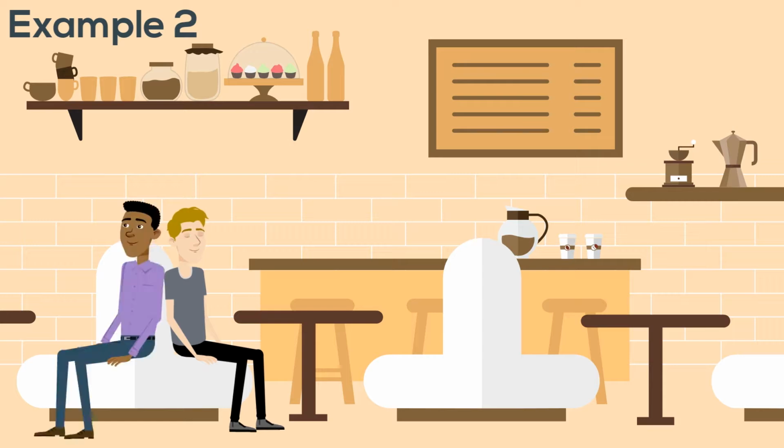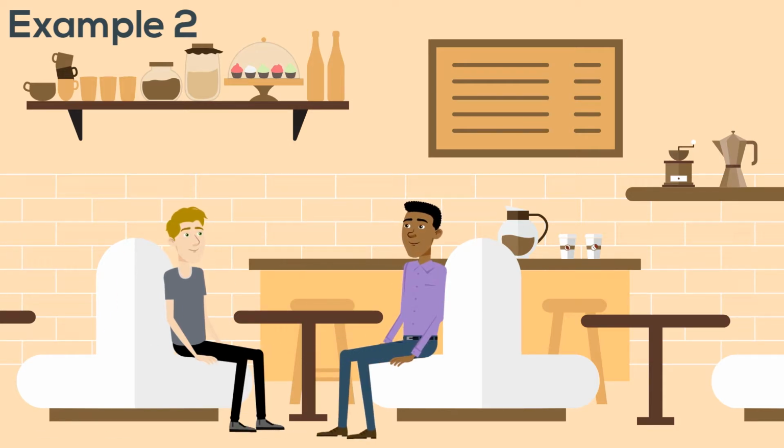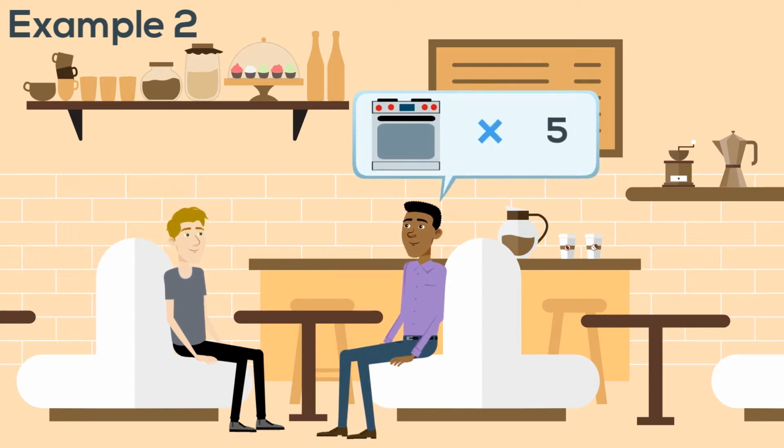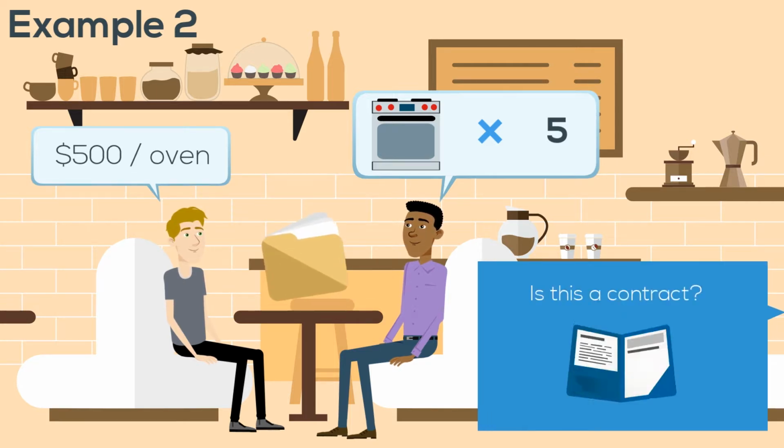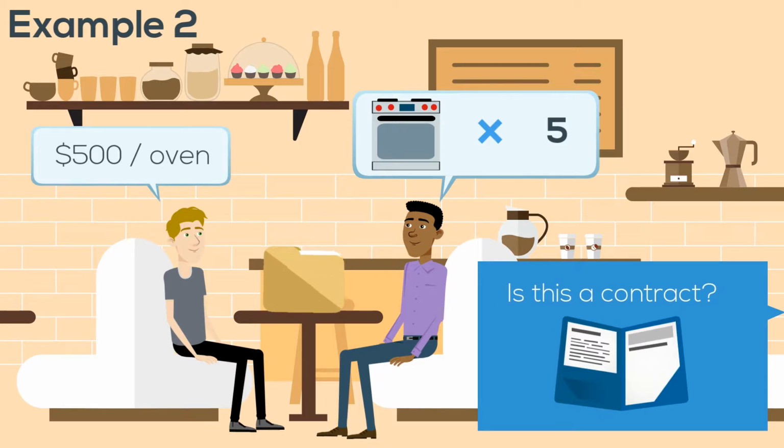Let's assume Eric is a manufacturing company and I'm a customer. I'm opening a restaurant and I want to buy 5 ovens from Eric. Eric and I have agreed on all the terms, rights, and obligations, and that the price is $500 each. While I have a passion for food, I've never owned a restaurant, and I've decided to open my restaurant in a very competitive area. Is this a contract?